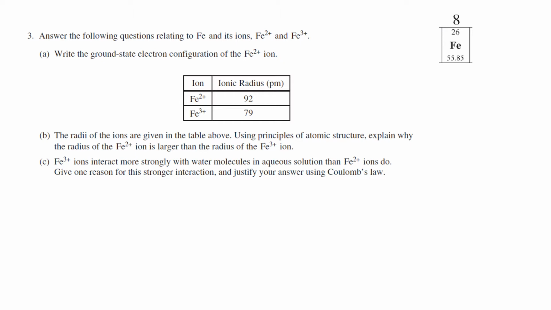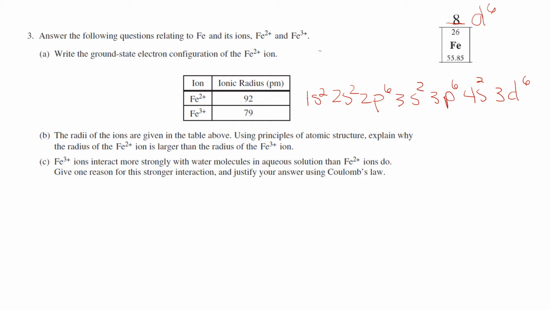So I have gone ahead and pulled out this from the periodic table. It's a transition metal, so everything in this group is going to end in D6. So if I were to just do the ground state configuration for my neutral atom, it would be 1s2, 2s2, 2p6, 3s2, 3p6, 4s2, and then 3d6.